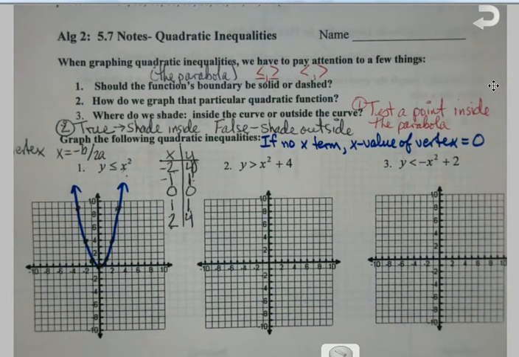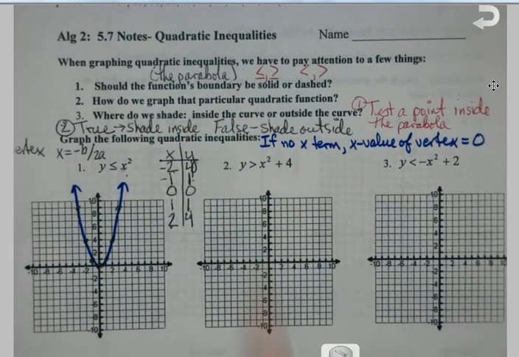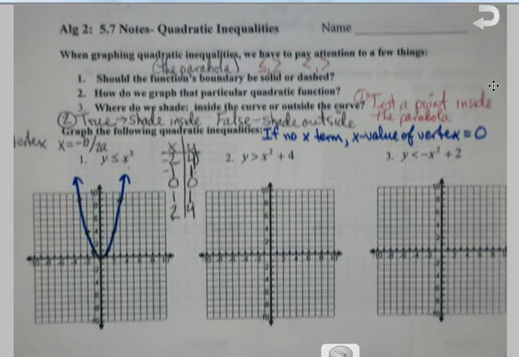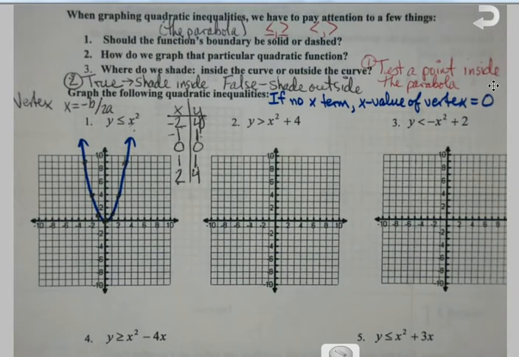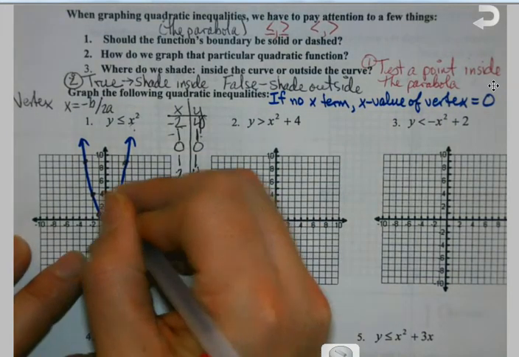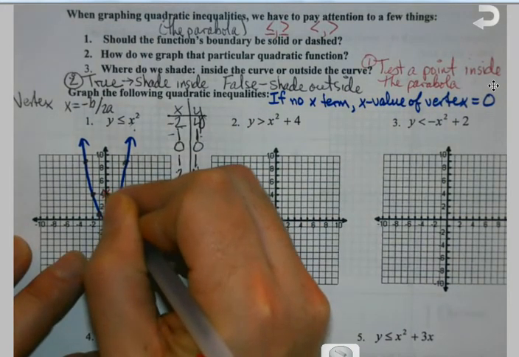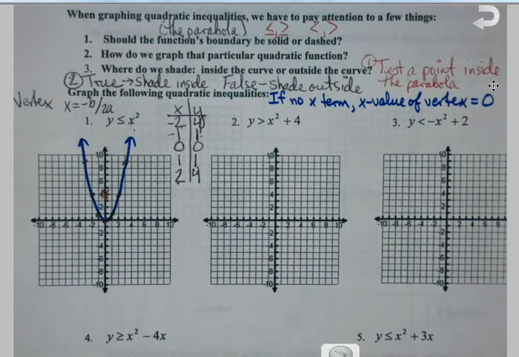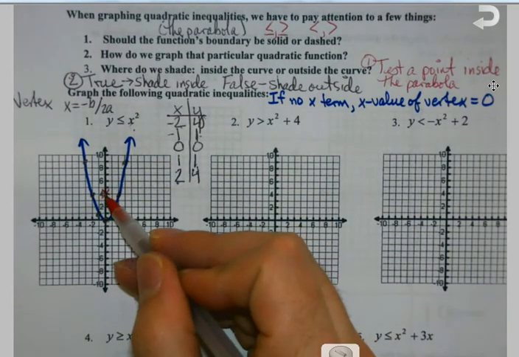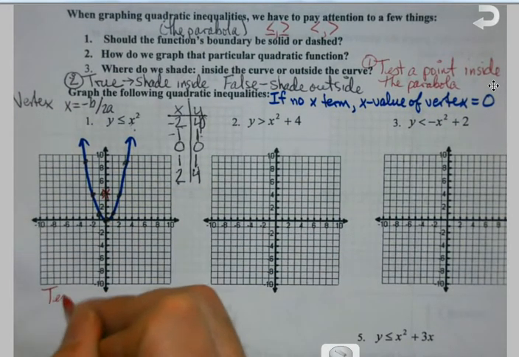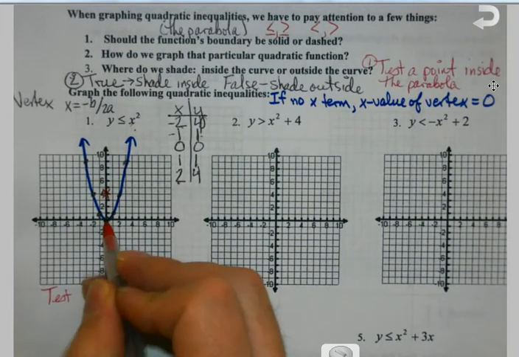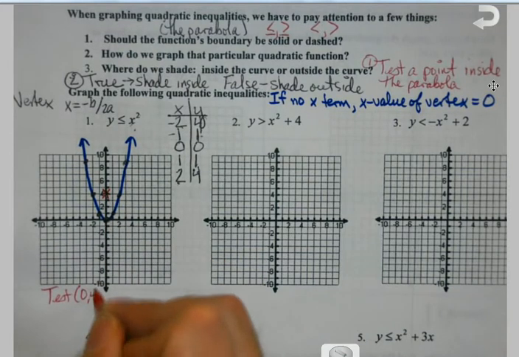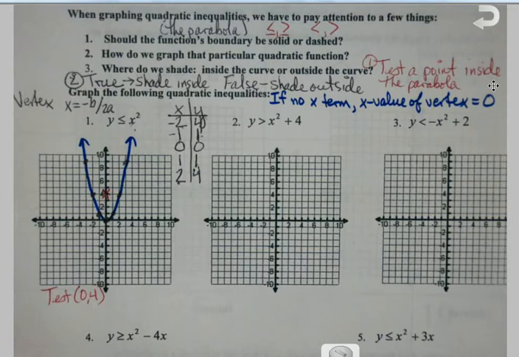So now, here's the new part with this. We did number 2, we graphed it. Where do we shade, inside or outside? Here comes this test point that I was talking about. We want to pick any point, doesn't matter where, as long as it's inside the parabola. So let's say I pick this point. And again, it's just random. Any point in here would be okay, but I'm just going to use this one. So I'm going to test out 0, 4. As long as it's inside, we're good.